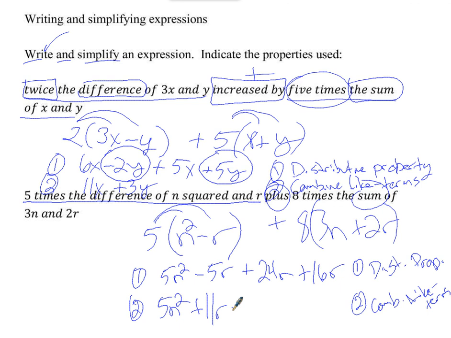The 24n. I know my r's and n's look kind of the same, but this is an n right here. Do I have any like terms with the 24n? No, so I just rewrite that plus 24n. Okay, that's it. There are no other like terms to combine, so this is our answer right here.